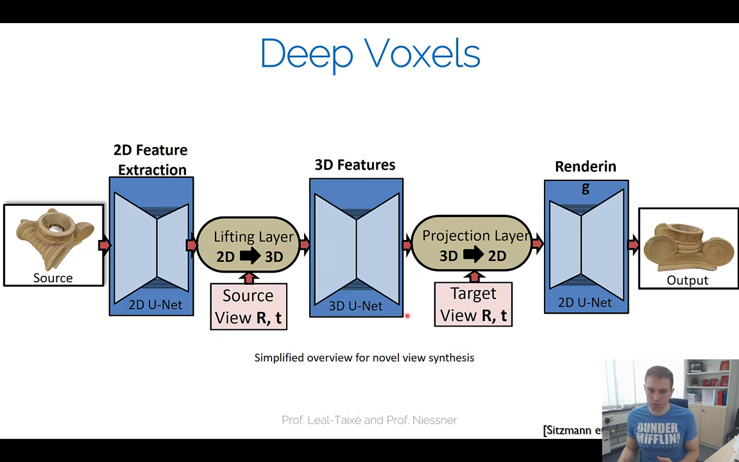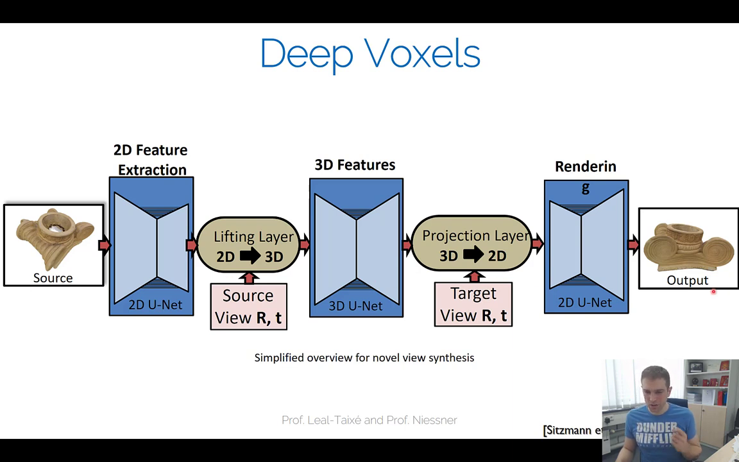Then I run a bunch of 3D convolutions. This is pretty much a standard 3D UNet architecture. There's nothing super special about it, except that instead of pixels, it runs on voxels now. And then you're reprojecting these 3D features to a new view. So for a respective target view, you again have a rotation and translation for your camera pose. You have a projection layer that goes from 3D to 2D. Again, you know that from the intrinsics. You run a bunch of 2D convolutions, and then you constrain this network to produce this output again. And this whole thing can be trained end-to-end.